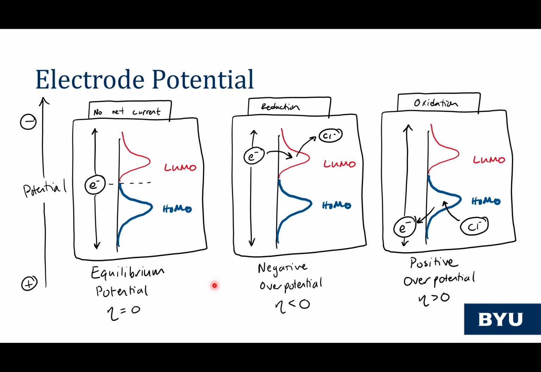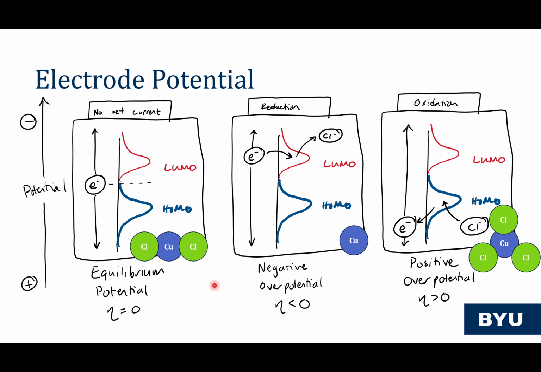Now, of course, if our electrode becomes more positive, then we might see electrons from the highest occupied molecular orbitals jumping into the electrode. So what might this look like in real life? Well, let's say we have copper chloride, and the copper is in a 2+ state. When it reduces, it might become a metal. And when it oxidizes, it might gain another chlorine atom that it's coordinated with, and keep its distribution of charge that way.